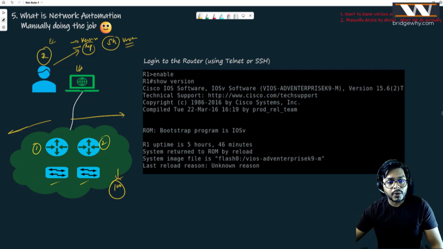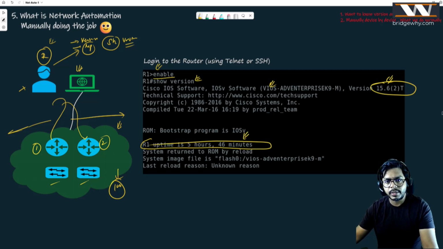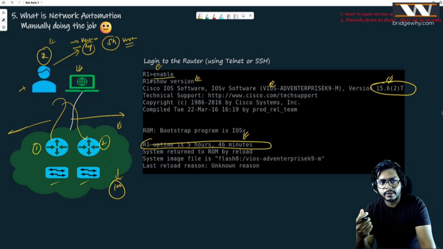And here is the thing. Now, this company has more than maybe 500 devices. So Mr. Rahul is logging in to each and every device, right? What are the steps? He just logs into this device, writes enable, and then gives the command show version. And his eyes are so pro that when he gives the show version command, he directly sees that this is the 15.6 version of IOS. And then he knows that this router uptime is 5 hours and 46 minutes. It is as simple as that, and these two pieces of information are what is required, right?